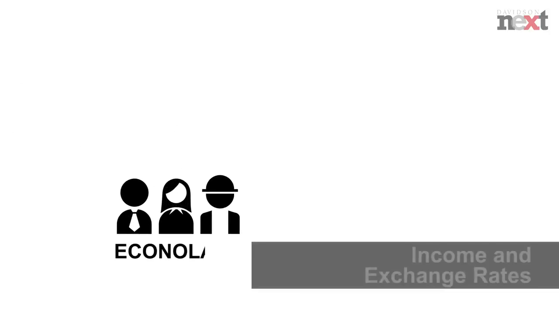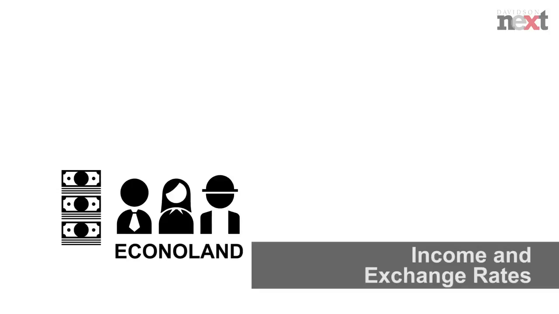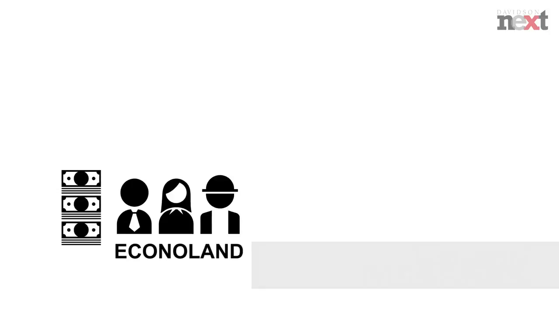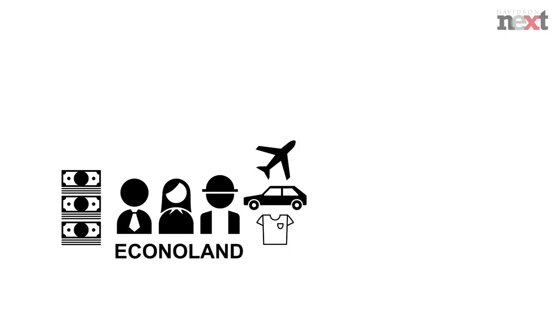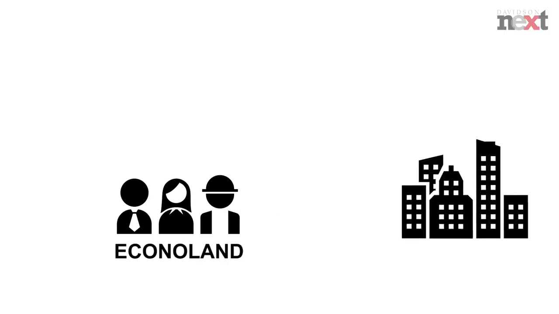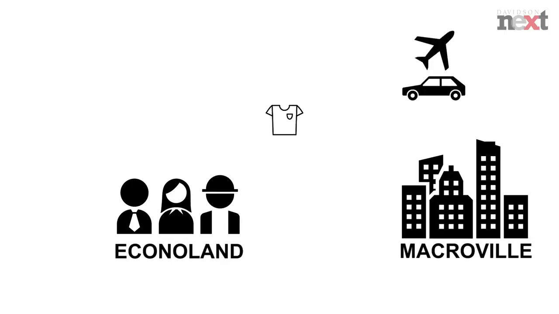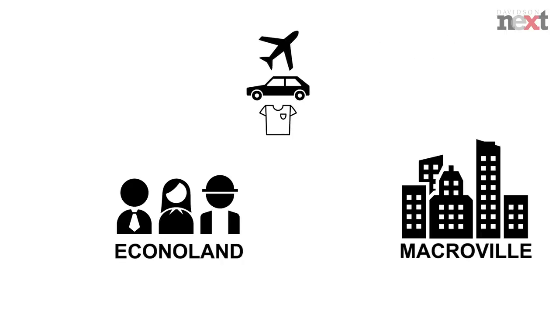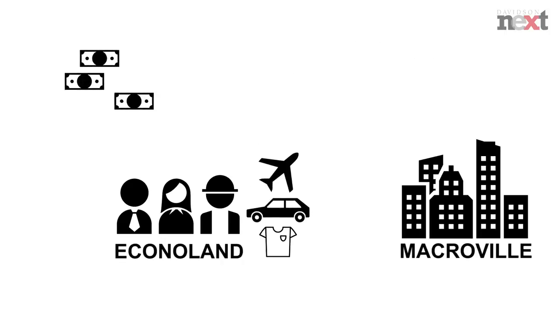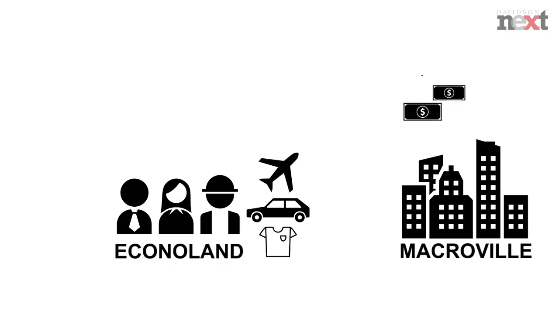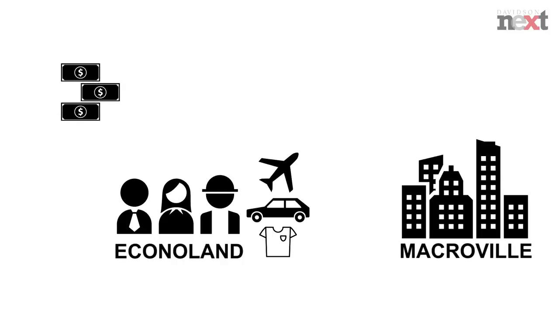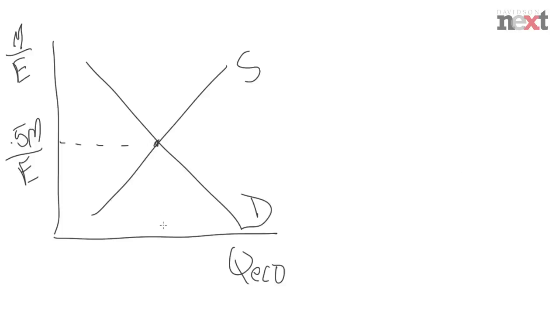If now real income increases in Ecoland, then the residents of Ecoland will want to increase their purchases of goods and services. Some of those purchases will come from other countries. One of them will be Macroville. If residents of Ecoland are purchasing more products from Macroville, then they will want to buy macrobucks in order to make purchases in Macroville. In order to do that, they will supply more of their own currency to buy Macroville's currency. So the supply of EcoBucks will increase on the market.